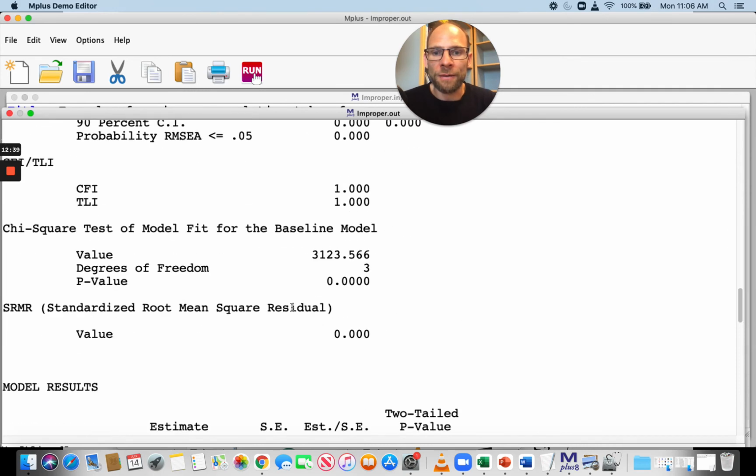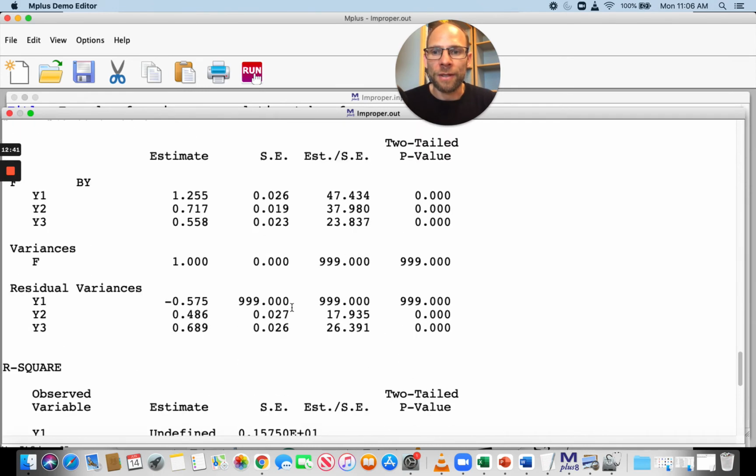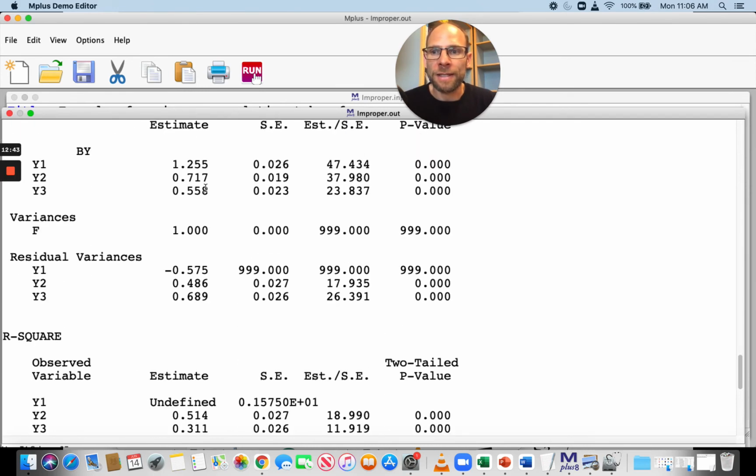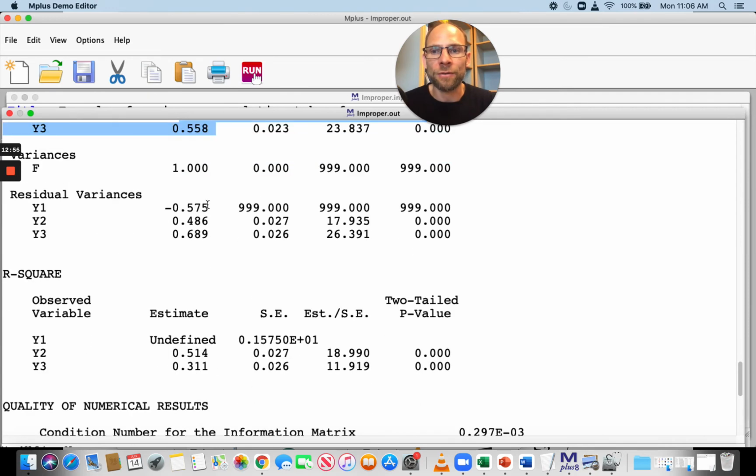There's also another way you can see this, or another place. You can see that the standardized loadings are very different, in addition to the first loading being improper. But the other ones are fairly low, especially the third one is only 0.558, and so that corresponds then to an R squared of 0.311. So 0.558 squared is 0.311. That's the R squared for that variable.